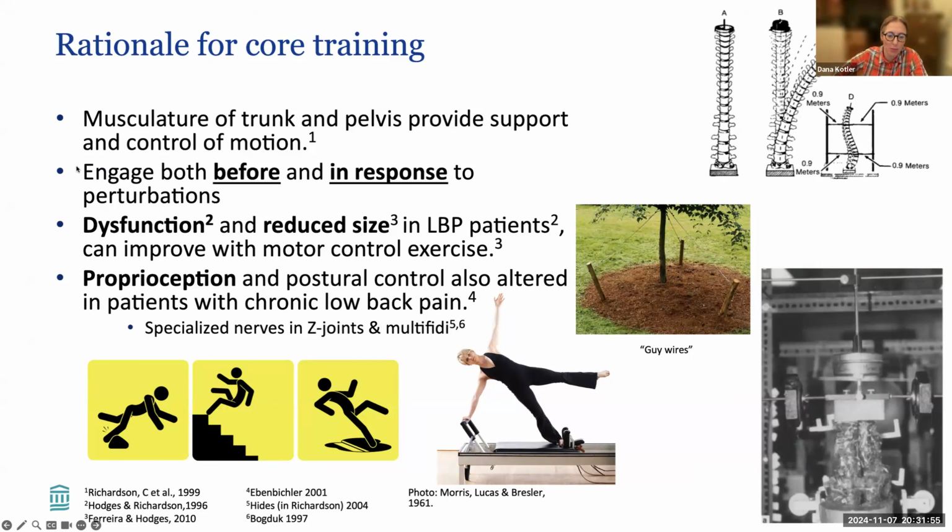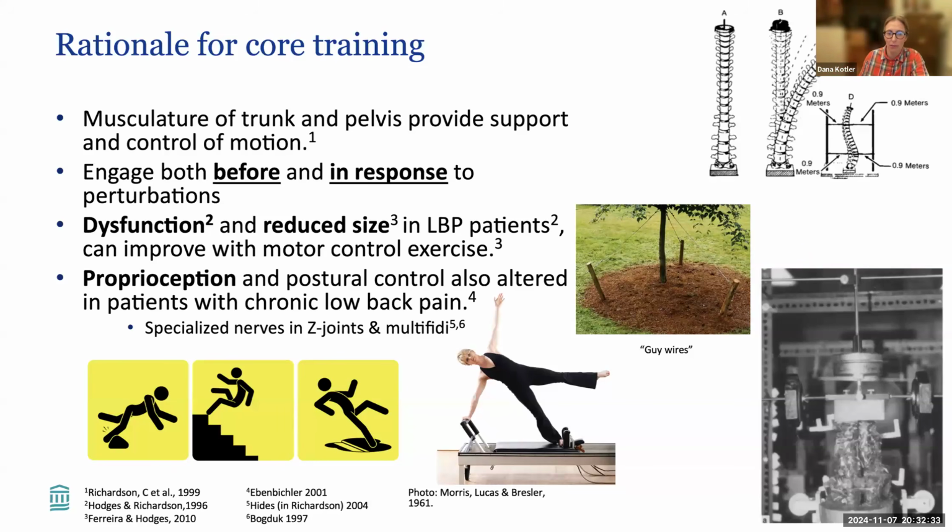And the idea is that we want these muscles to be engaging both before and in response to what we think of as perturbations, right? So if I throw something and you have to catch it, your deep core muscles, your transverse abdominis, your deep ab muscles are going to activate once you see that thing coming at you, even before you lift your arm to catch it. So you want to get your body ready to do something and then support it while it does that thing. What we know is in people who have low back pain, there's both dysfunction and atrophy of these muscles. So they're smaller and they don't work as well, and they don't fire in advance of the activity. And we know that we can train this. So you can improve that with motor control exercise.